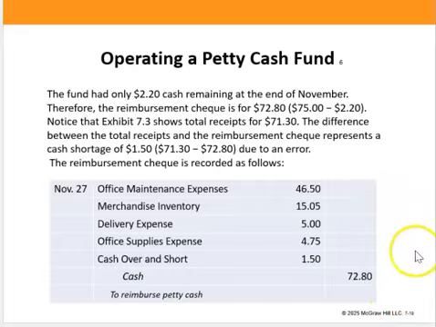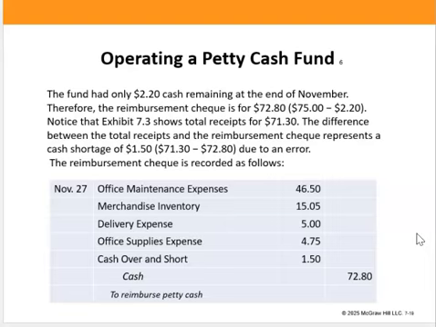The fund had only $2.20 remaining. But we only have receipts for $71.30, so we should have had $1.50 more. Somebody made an error, but we need to account for that when we create our journal entry.